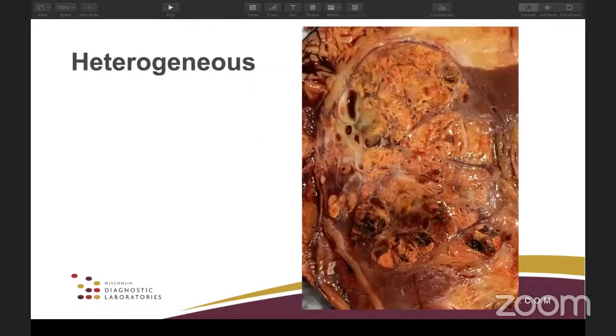All right, now this is an example of heterogeneous. So this is a kidney tumor, and you can see it's that yellow tan appearance that's kind of characteristic of renal cell carcinoma. But at the bottom there, you'll see some areas of hemorrhage. And then kind of towards the top and the left, there's some cystic areas. So this is a heterogeneous cut surface. So that means that it doesn't look the same as the previous example. There are different looking areas.